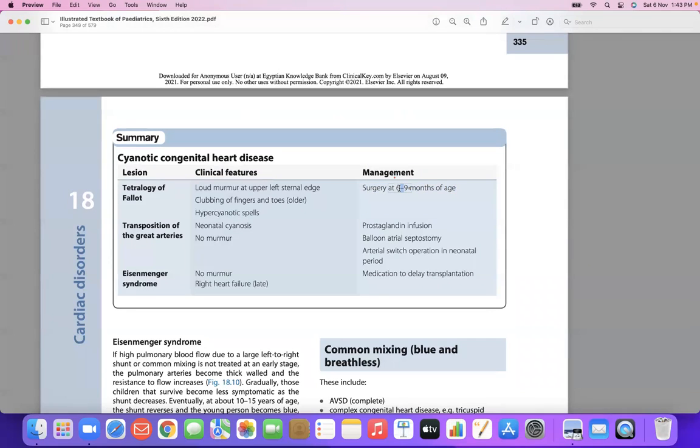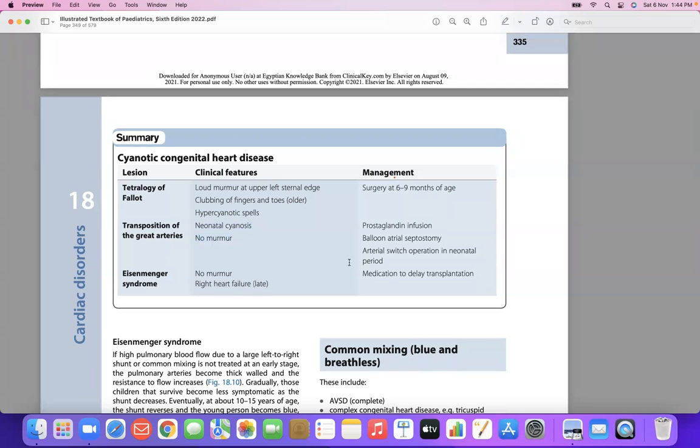So definitive management, as I told you, is at 6 months. But before that, if the children have cyanosis and repeated cyanotic spells, palliative surgery with modified BT shunt can be considered. Then transposition of great arteries, usually they present with neonatal cyanosis and no murmur here.